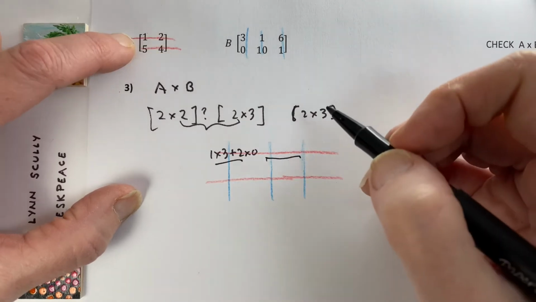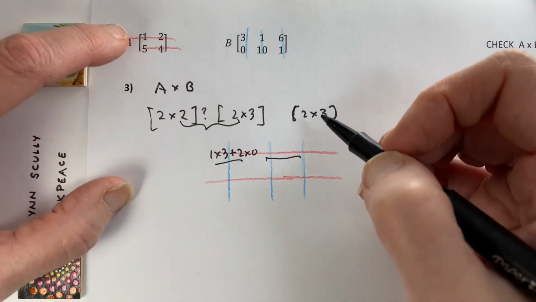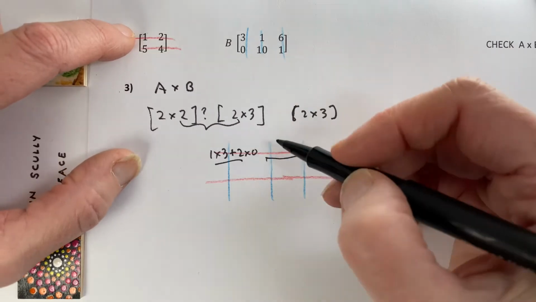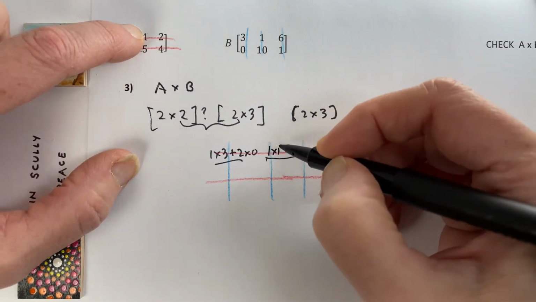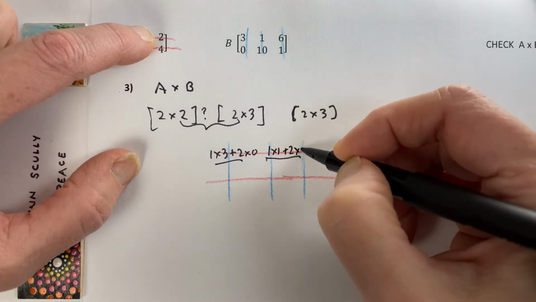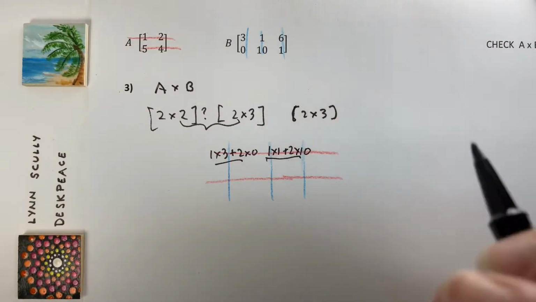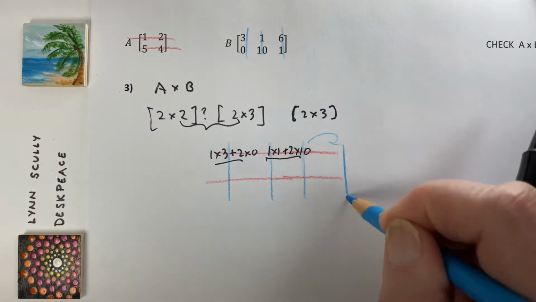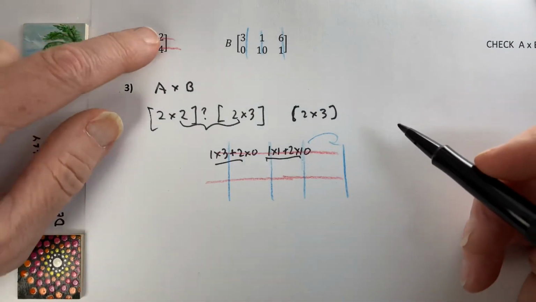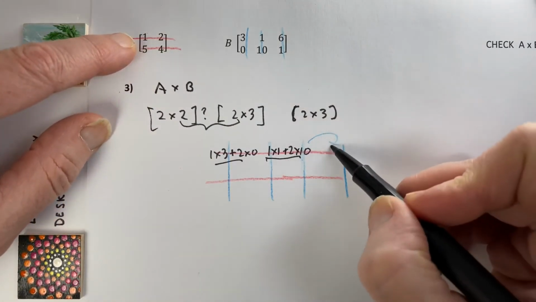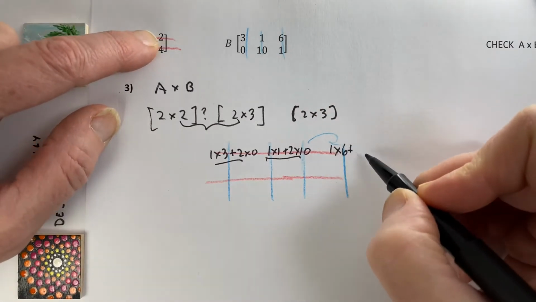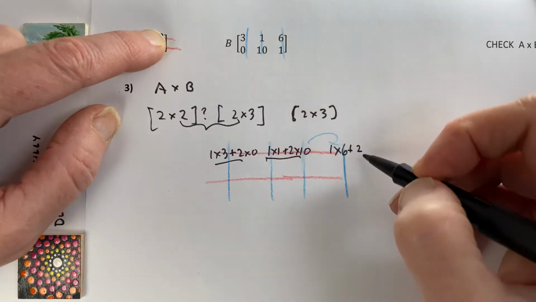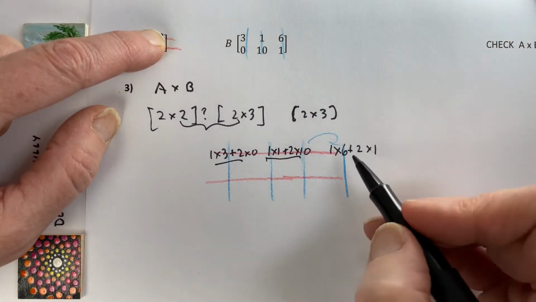Now this one, I did not leave myself a lot of room. I am still in the top row, but see, I'm in the second column. So it's going to be 1 times 1 plus 2 times 10. And this is going to have to move way over here. So now I'm still in the top row, but the third column, 1 times 6 plus 2 times 1. Okay, that was the whole top.